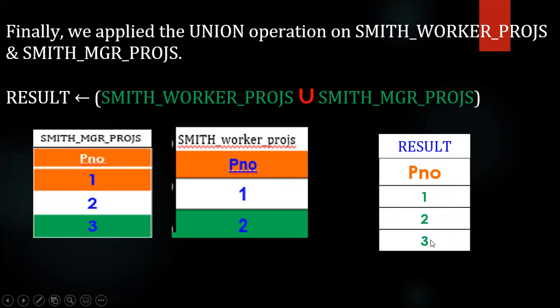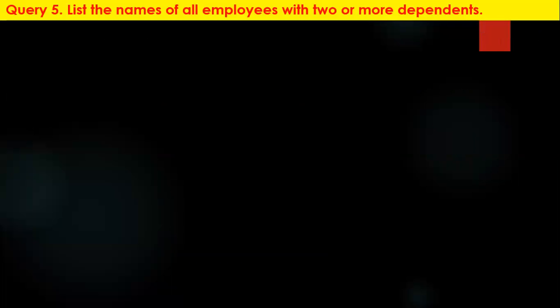This shows the result: the project numbers handled by Smith as a worker and also as a manager. So this is the usage of the union operator. Now I'll discuss one more query. The next query is: list the names of all employees with 2 or more dependents. Just think of this question.